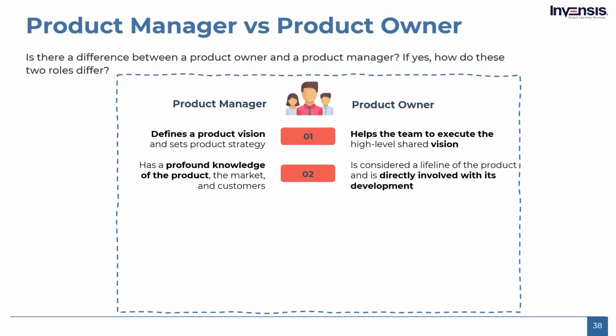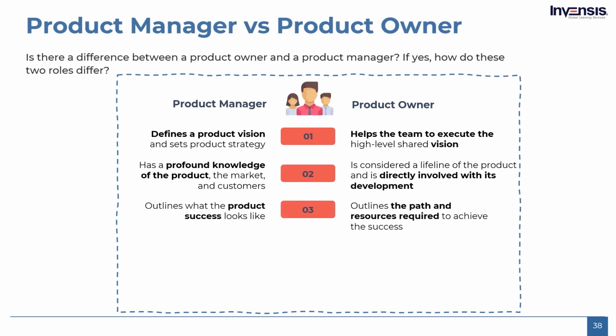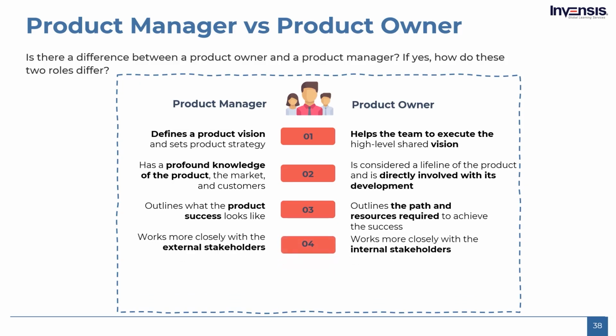Product managers have a profound knowledge of the product, the market, and customers. On the flip side, the product owner is considered a lifeline of the product and is directly involved with its development. It is because they analyze the product from a customer's perspective. The product manager outlines what the product's success looks like, whereas the product owner outlines the path and resources required to achieve the success. The product manager provides cross-functional leadership.